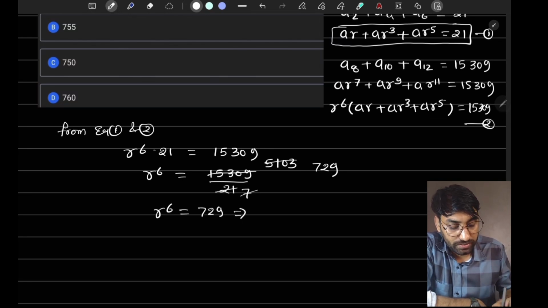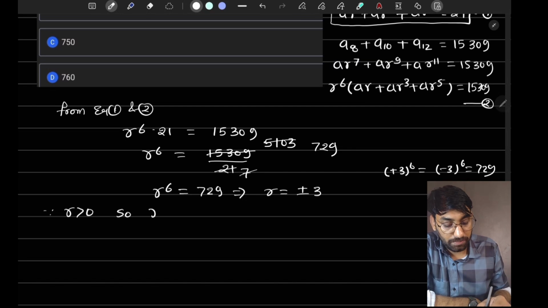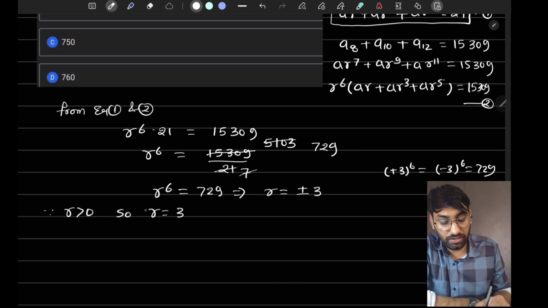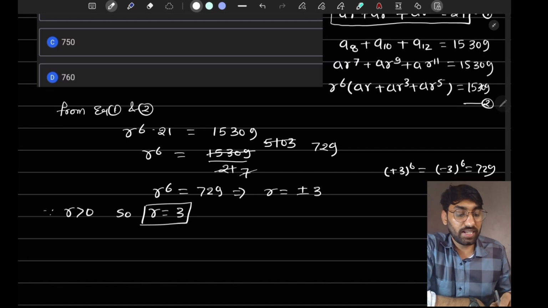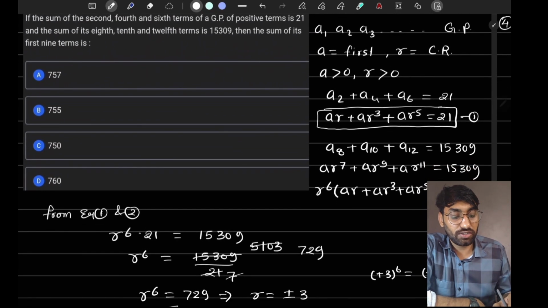Here R power 6 is 729, so what R will I get? I will get plus or minus 3, because plus 3 power 6 equals minus 3 power 6 equals 729. Correct? Now here, since R is positive, R must be 3, because we cannot take R as minus 3. So the R value I have is 3. Once I have the R value, what do I need to find next? I just need to find the value of A. So how will we find it?